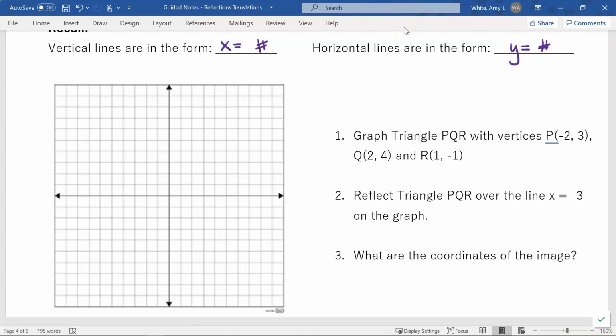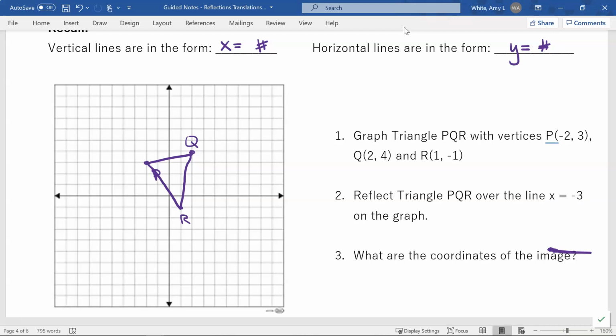So to start this problem off, I'm going to graph triangle PQR. So -2, +3 is point P. And you notice I'm labeling my points every time. Q is 2, +4. And R is 1, -1. And if I connect these points carefully, it'll look like this. And then they want us to reflect PQR over the line x equals -3.